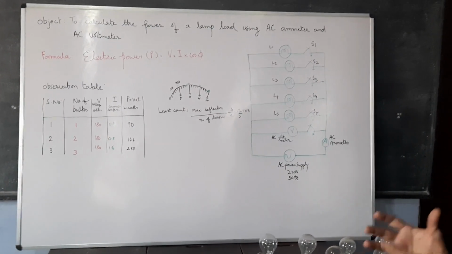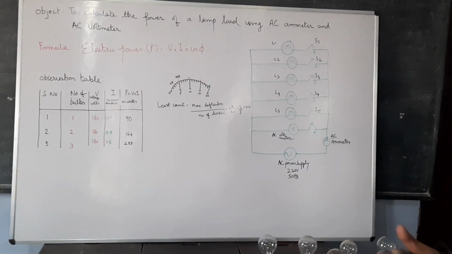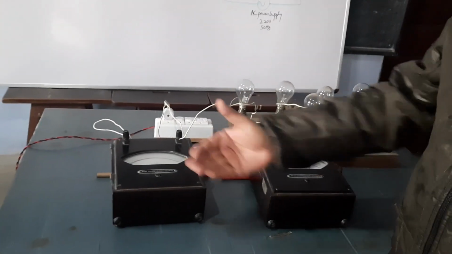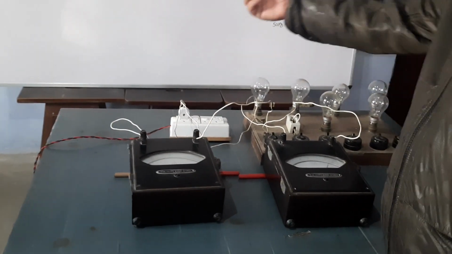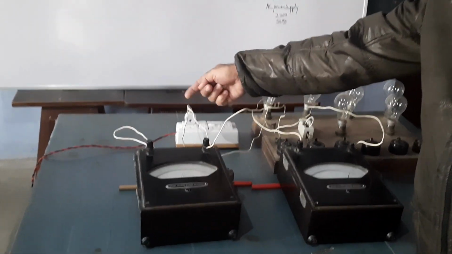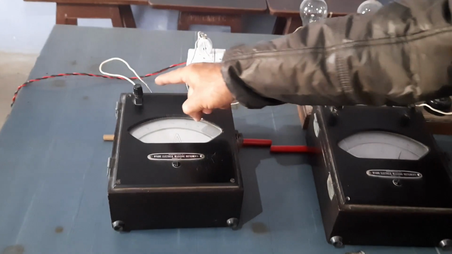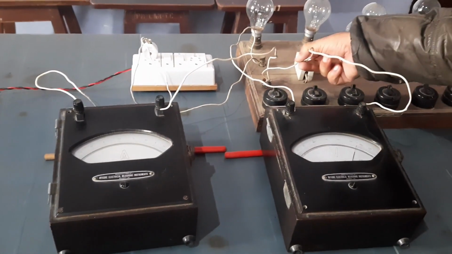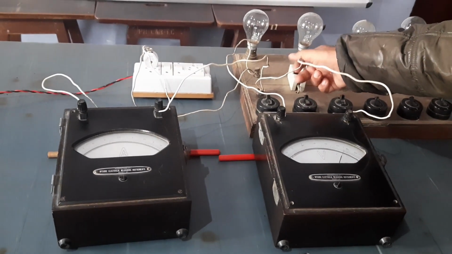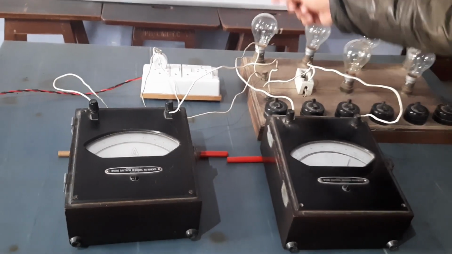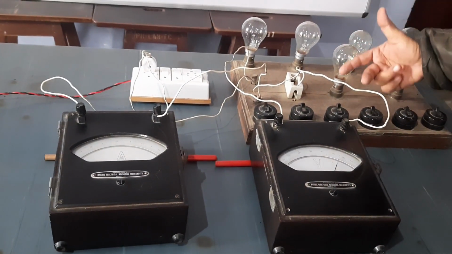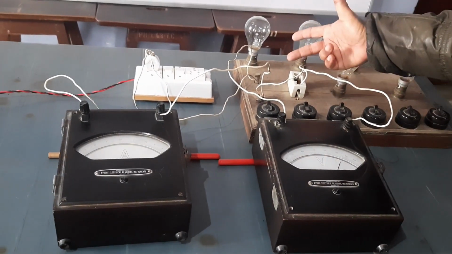Okay, first part is connection. See it. This is your lamp load, which consists of 6 bulbs, a voltmeter, an ammeter, and power supply. Starting from the power supply, one end of the AC power supply is connected to the ammeter, and the second end of the ammeter is connected to one end of the lamp load, and the second end back to the main supply, and the voltmeter is connected in parallel with the lamp load.